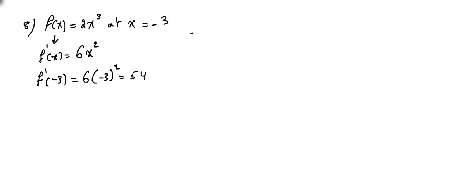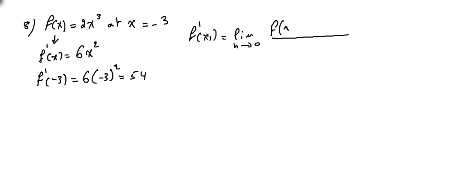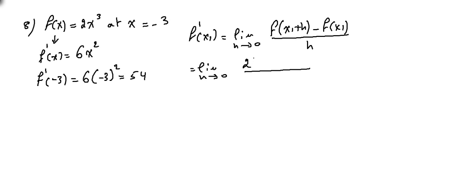By definition, the derivative at a certain point x1 is the limit as h tends to 0, same thing each time, of f of x1 plus h minus f of x1 over h. Second step, we just substitute: instead of x, we replace x1 plus h, cubed, times 2, minus 2 times x1 cubed, over h.